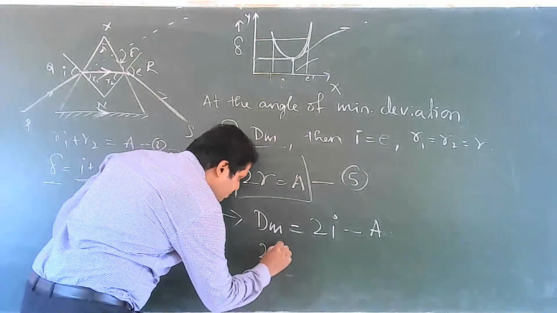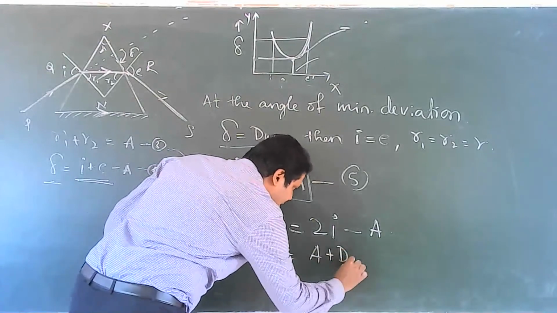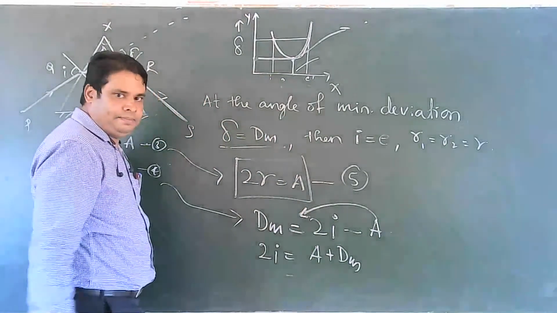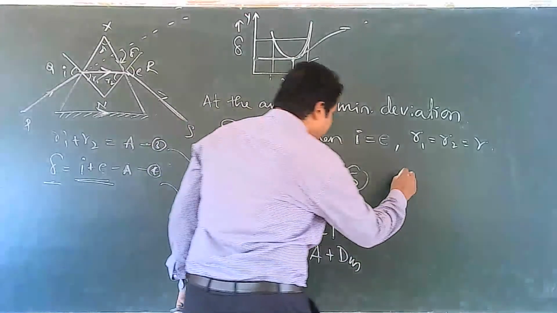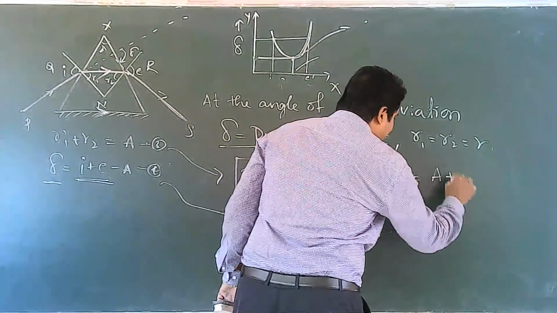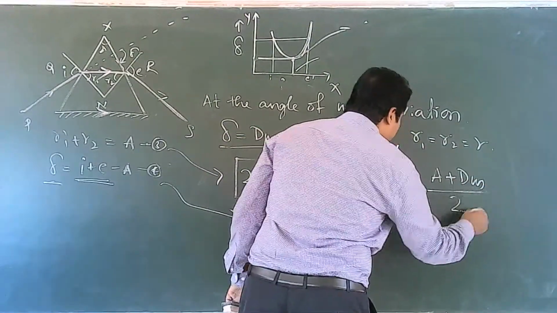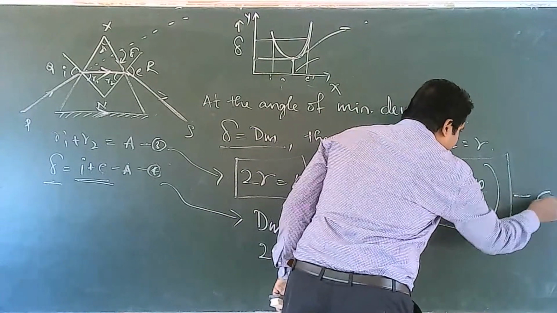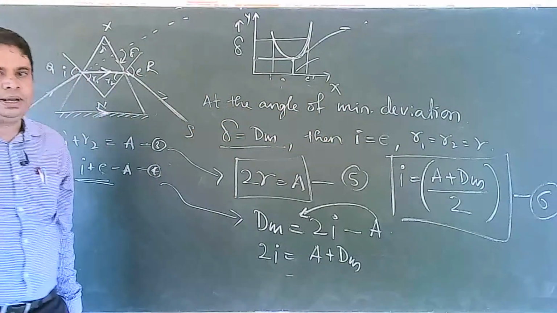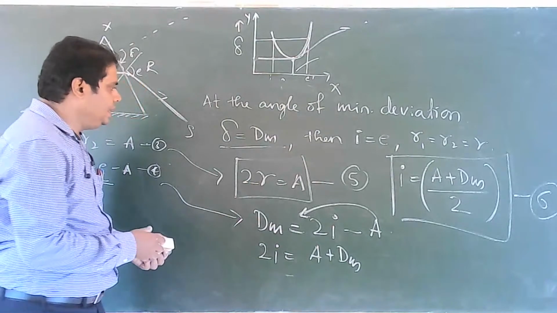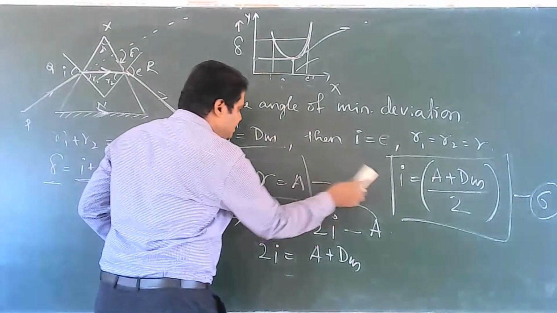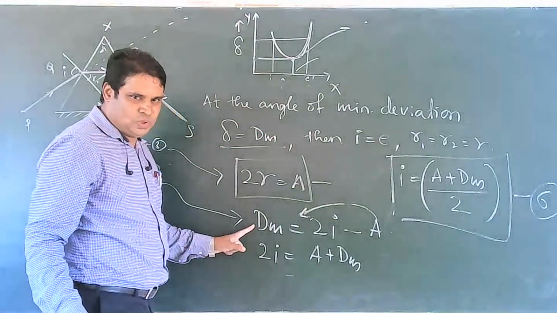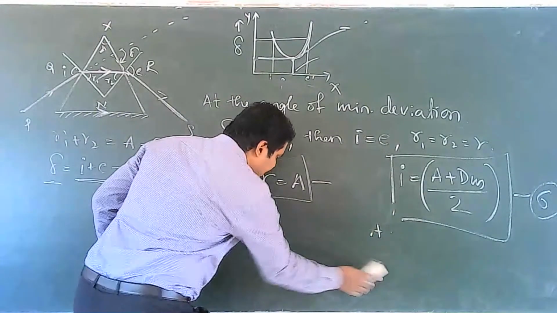Or 2I is equal to A plus delta m. Just put A this side. Okay? A plus delta m. Or here let me write I is equal to A plus delta m divided by 2. This is one more important equation. Equation number 6. No problem. This equation is important.